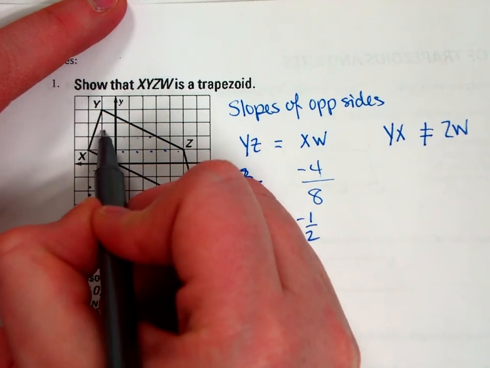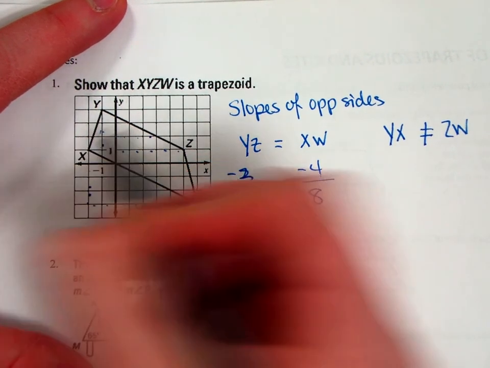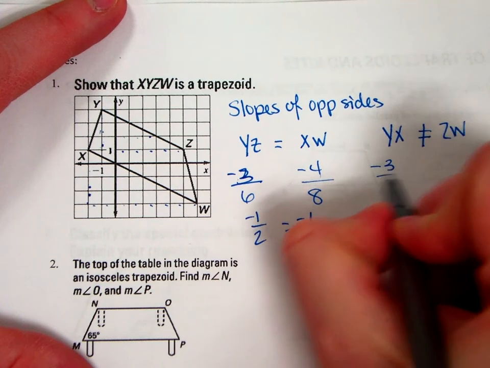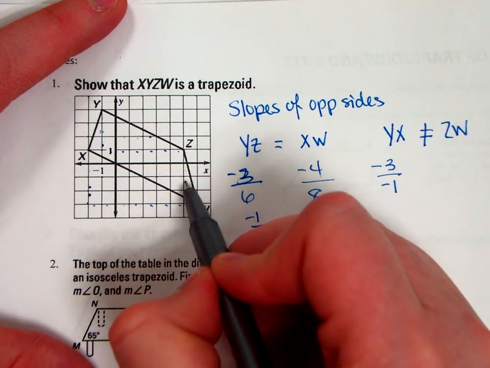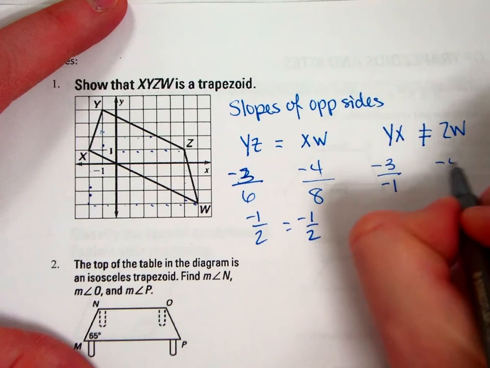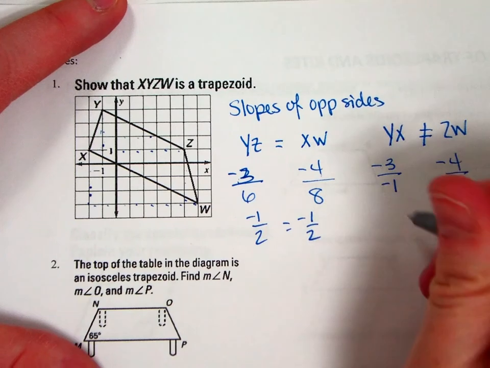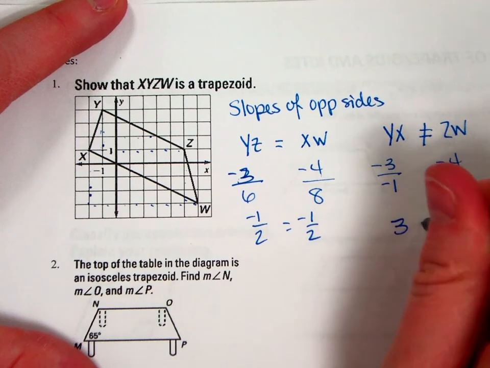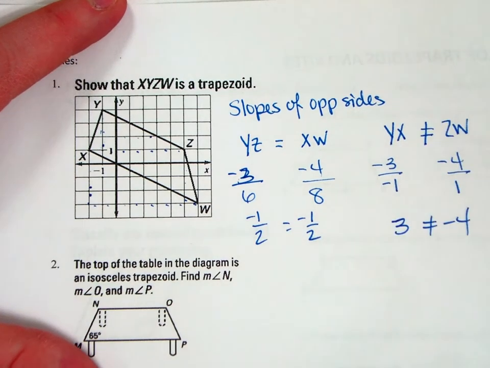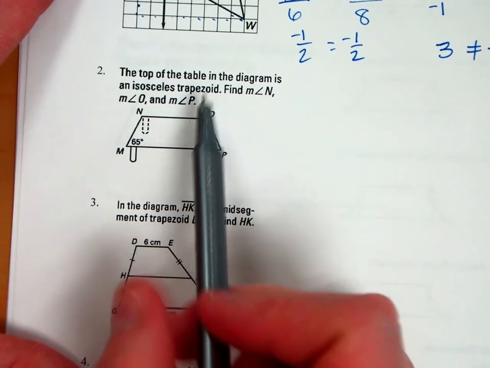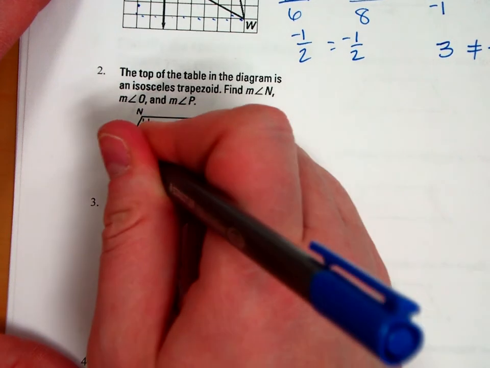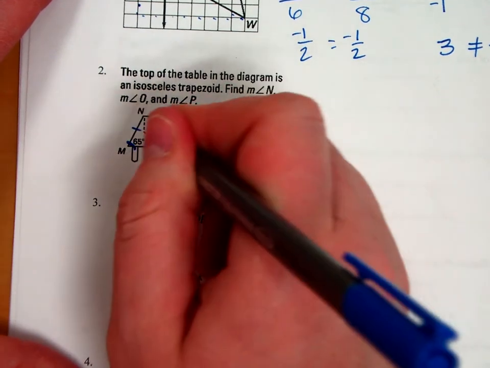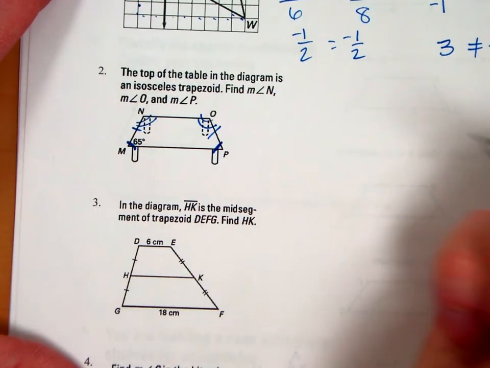Now to do my other slopes. For YX: down 3, to the left 1. And then for ZW: down 4, to the right 1. That would be +3 does not equal -4. So it's a trapezoid because it has one set of parallel sides. Now, the next diagram is an isosceles trapezoid, which means these legs are congruent, which means the base angles are congruent down there, and these are up here.